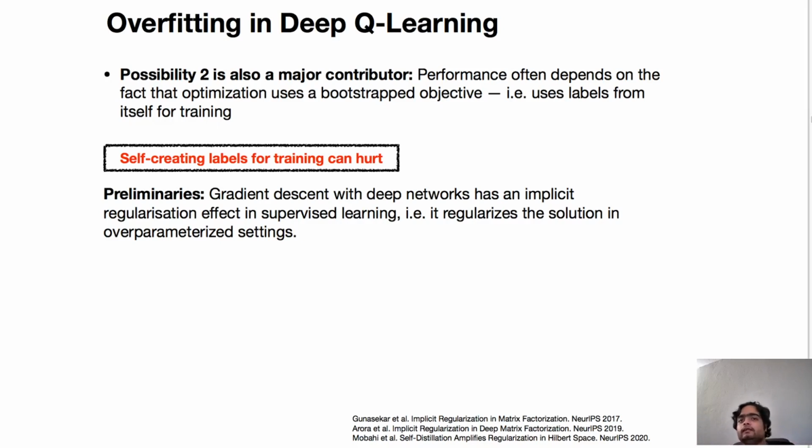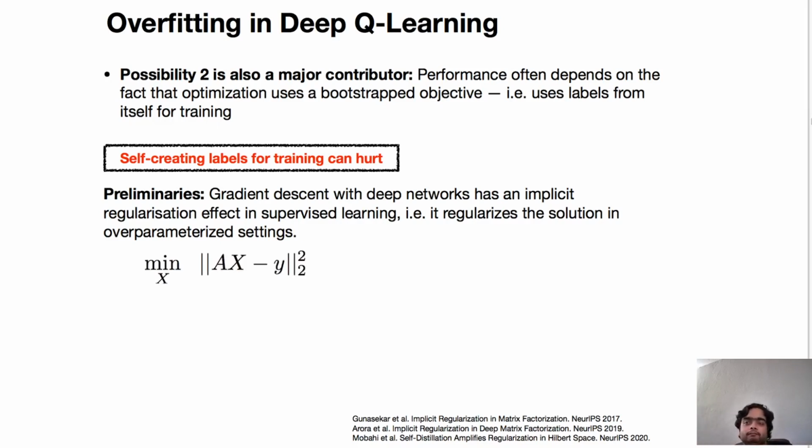So why is that? It's because gradient descent has an implicit regularization effect in supervised learning, which means that if you have many more parameters than data points, which means you're in an over-parameterized setting, you will get a solution that is implicitly regularized in some way. You'll not just get any solution that can get zero training error on the training data. Let's look at a simple example.